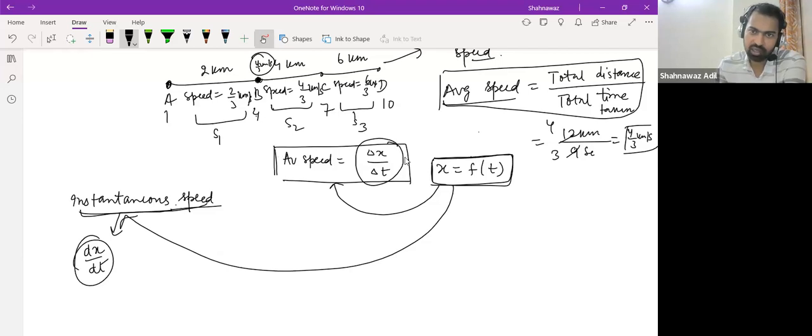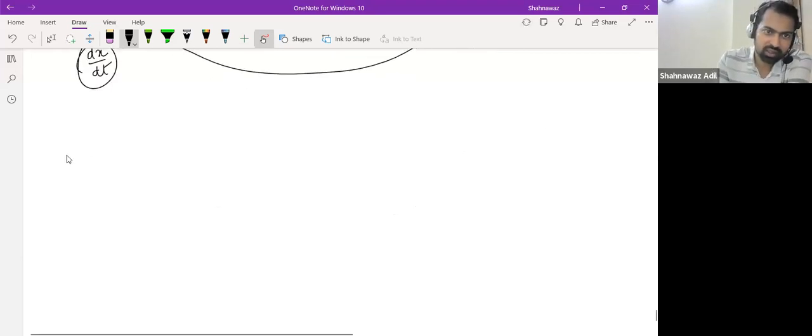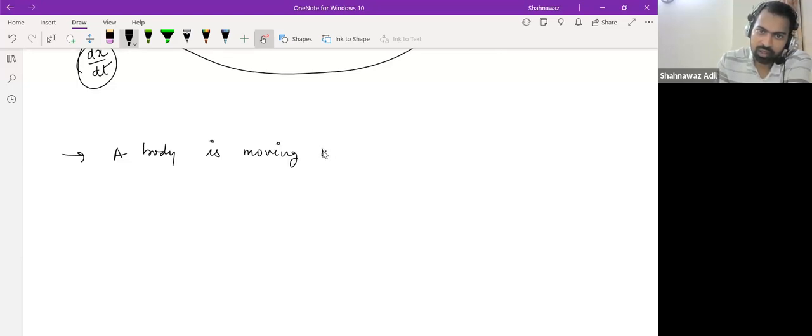So these are the two ways that you calculate the average speed. One is whenever you are given this form. So let's say I am given that a body is moving in the form which is as below: x is 3t square plus 4t plus 5.